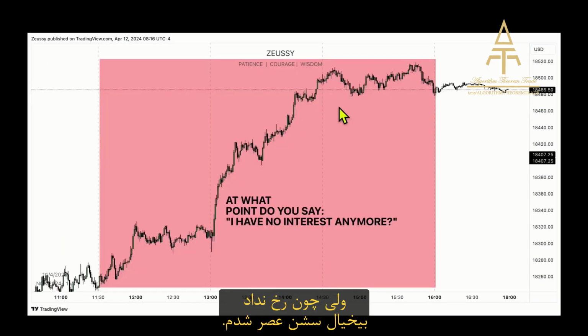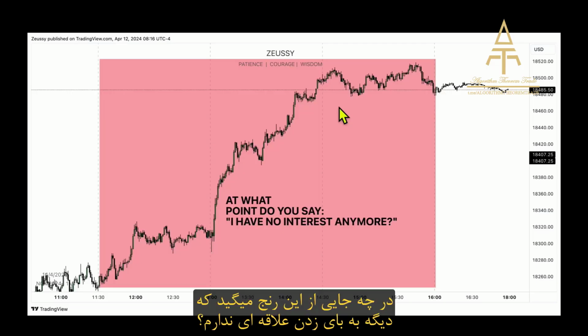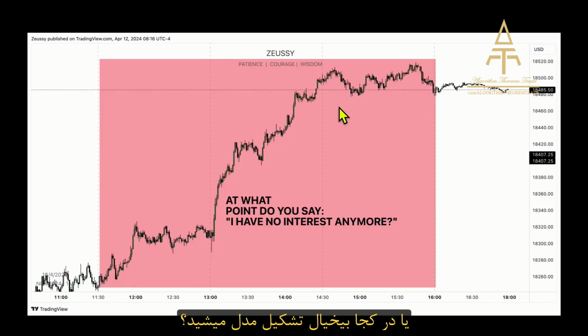I've zoomed in now onto the 1 minute time frame. And what we can see on the 1 minute time frame is that I've basically annotated the whole PM session's delivery from low to high. At what point do you say in this delivery, I have no interest anymore in shorts or in looking for the model to present itself?